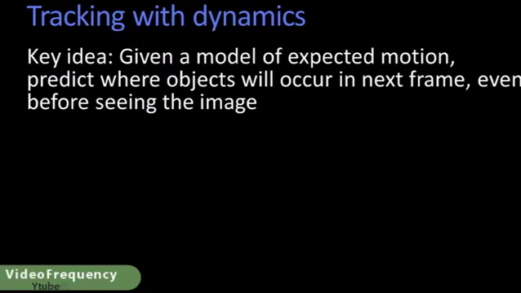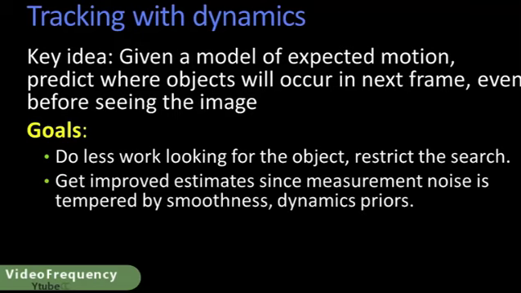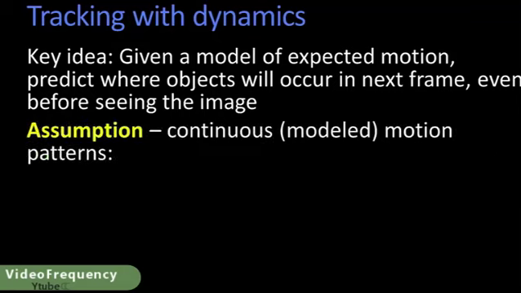As we said, the key idea is we're going to use this model of motion to make these predictions. And there are two goals, right? Goal number one is that we can do less work because of this. Because we have some idea of where the object is going to be, we can restrict our search. Goal number two is we should be able to actually improve our estimates because we're using both predictions based upon dynamics and our measurements. Now to do this, we're going to make certain assumptions.